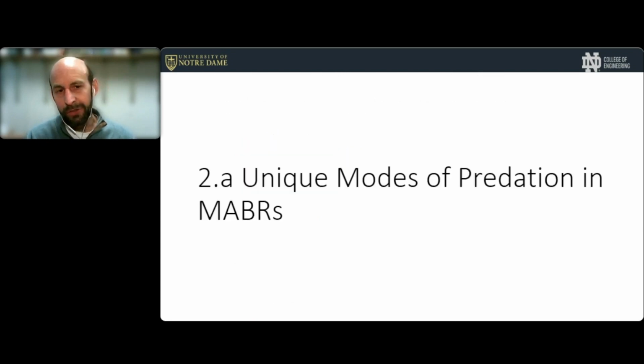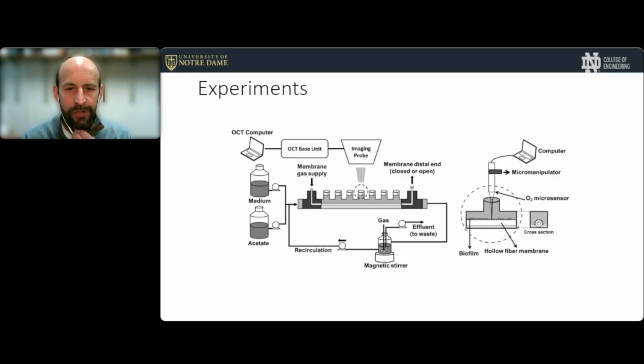Okay, so let's talk about some research that we did with these membrane aerated biofilms. One topic addresses predation, so protozoan predation. This is a setup that we often have used to study biofilms, in particular these membrane aerated biofilms. It's basically a single membrane inside a glass flow cell. The membrane is pressurized with gas, and we have ports in this flow cell that allow us to use microsensors.